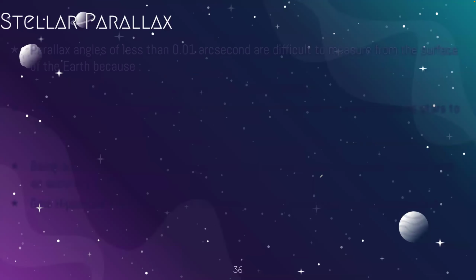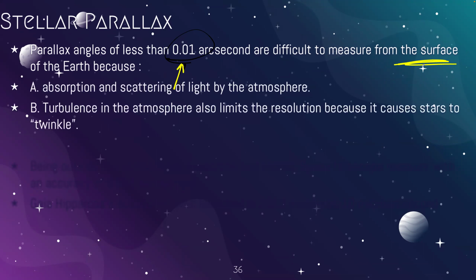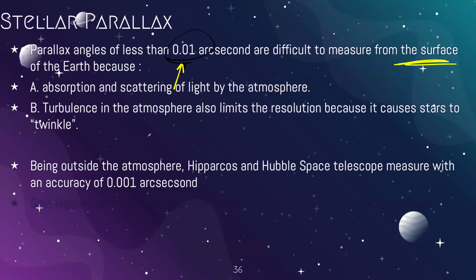But there's a problem with this method. The parallax angle is very, very small. It is so small that it's very hard to measure that angle with the help of telescopes from the surface of the Earth. That is why we send telescopes outside the atmosphere with the help of satellites such as Hubble Space Telescope, and recently the James Webb Space Telescope. Because it can give the accuracy of the angle to 0.001 arc sec, whereas from the Earth, we have accuracy only to two decimal places, and outside the Earth's surface, we have precision to three decimal places.